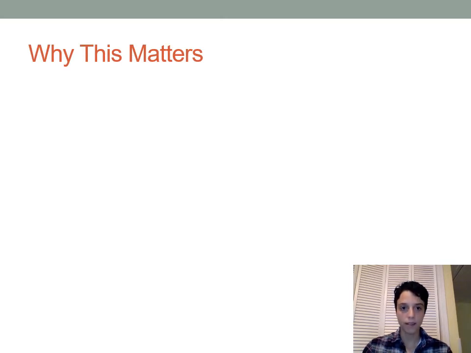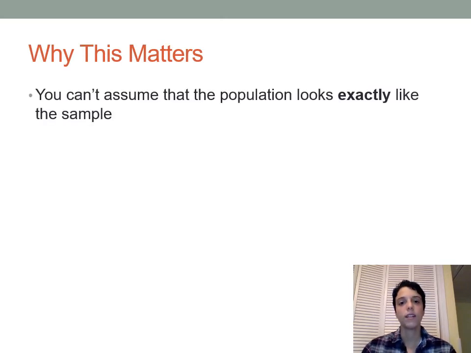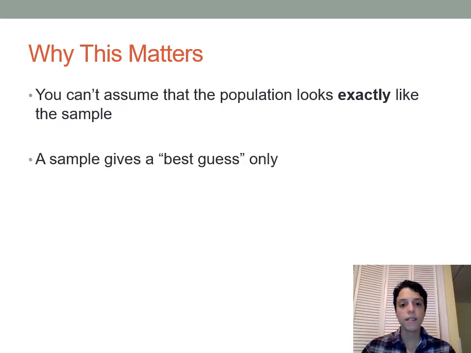And here's why this matters. Because of sampling error, when you take a sample, you can't assume that the sample and the population are exactly the same. This means that a sample can give you a best guess only about what's actually going on in the population itself. And for this next example, I'm going to come back to the problem that we actually had on the last problem set.